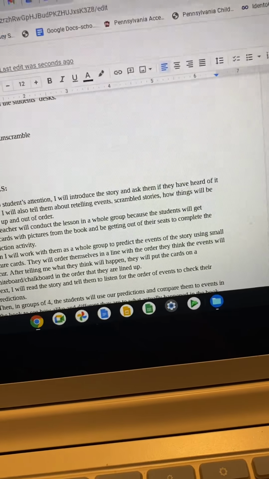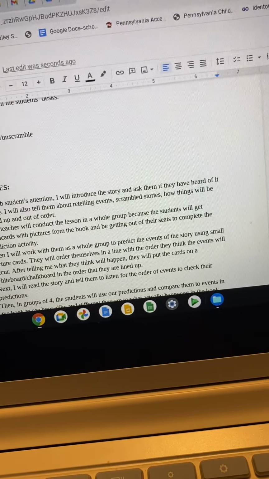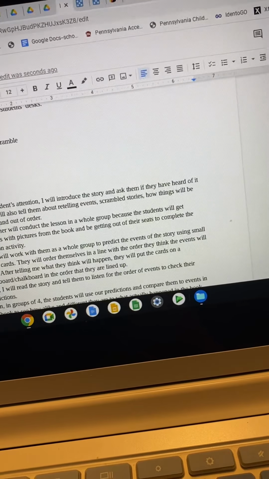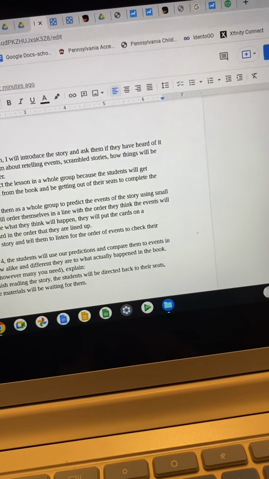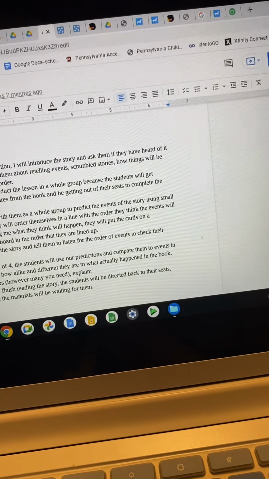I will conduct the lesson in a whole group because the students will get flashcards with the pictures from the book and be getting out of their seats to complete the prediction activity. Then I will work with them as a whole group to predict the events of the story using small picture cards. They will order themselves in a line with the order they think the events will happen. After telling me what they think will happen, they will put the cards on a whiteboard/chalkboard, because I don't know what I'll have in my classroom by the time I do become a teacher, in the order that they are lined up.